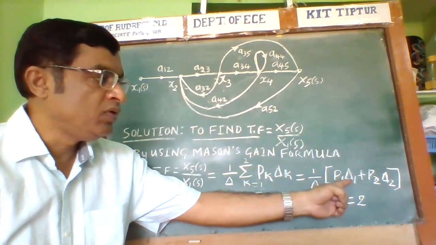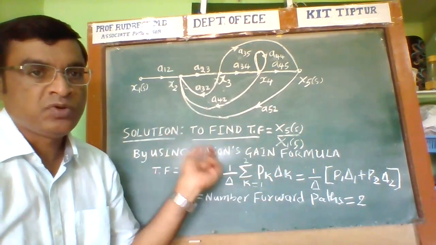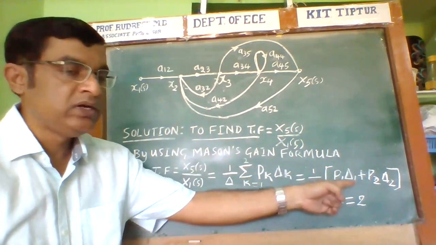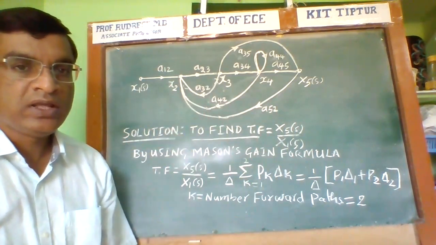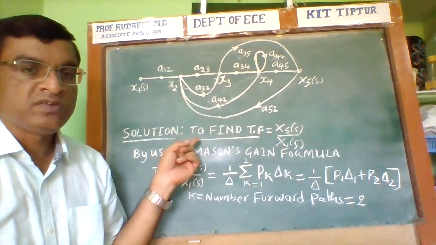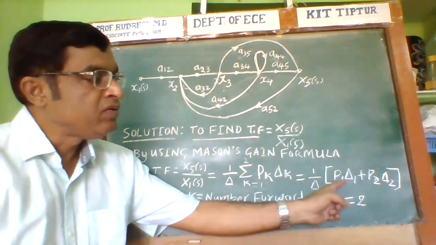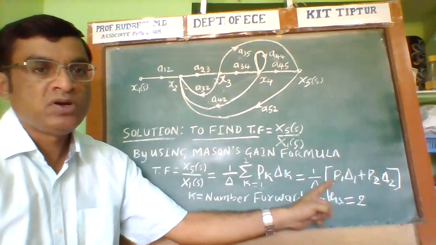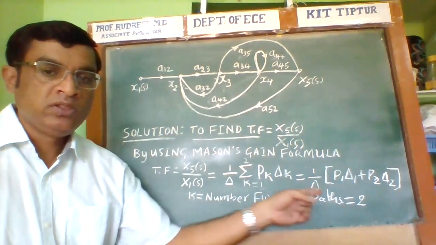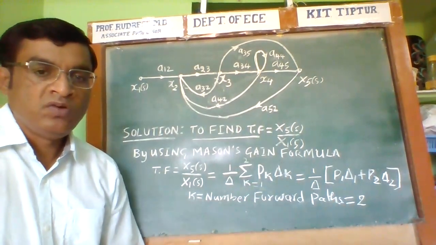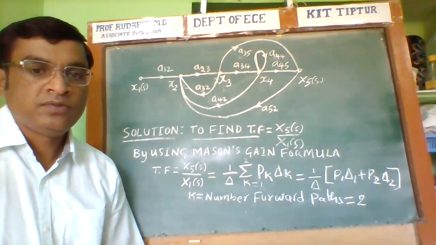So delta 1 and delta 2 are the determinants of the graph with respect to forward paths 1 and 2 respectively. The next step in calculating the overall gain of the system using Mason's gain formula is to calculate P1 and P2, which are the forward path gains.